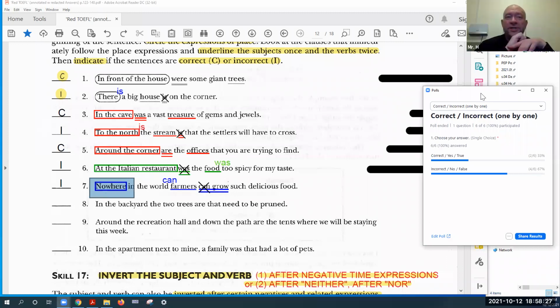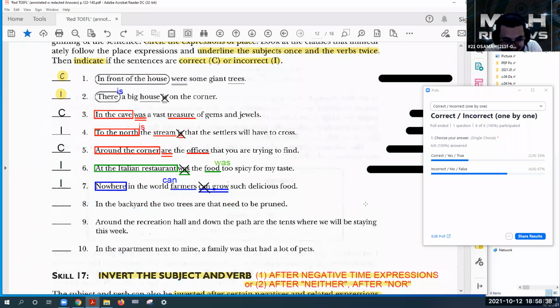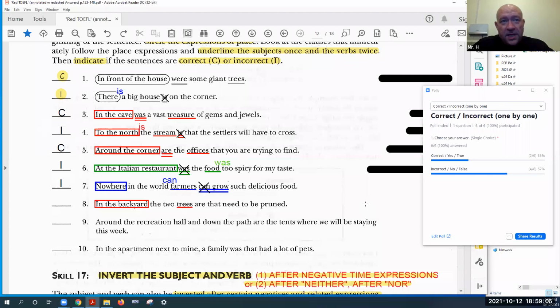Osama, what's your choice? Incorrect. You put incorrect? Yes. All right. You want to explain it? Yes. In the back yard, necessary prepositional phrase. It's a prepositional phrase. Yes. And we'll decide in a minute if it's optional or necessary. But we'll just put preposition, and backyard the object of the preposition. Good. Keep going. And the subject, trees, 2 trees. Okay, there's your subject.